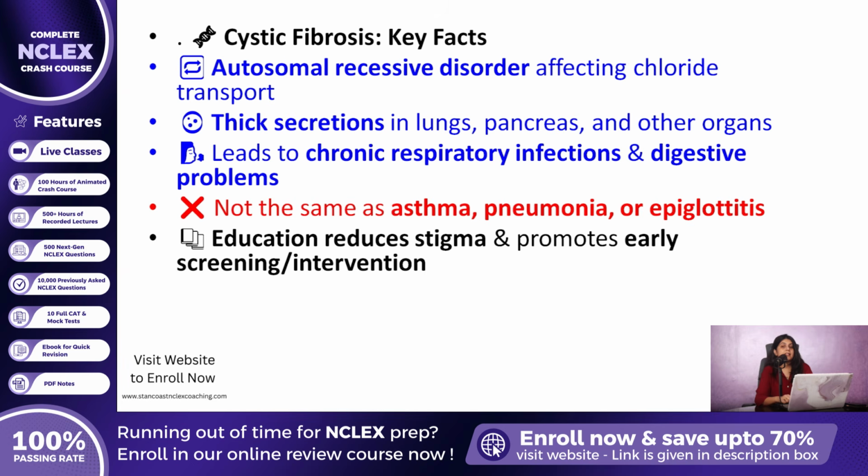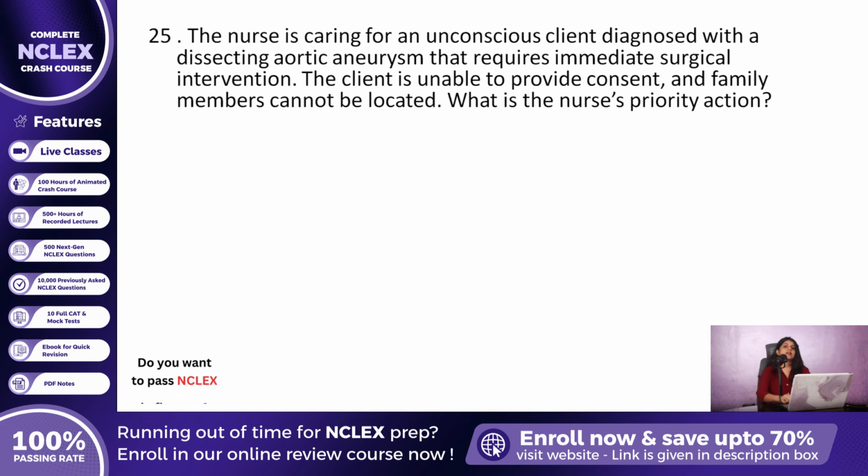Question 25. In the next scenario, we address a legal and ethical emergency in surgical care. The nurse is caring for an unconscious client diagnosed with a dissecting aortic aneurysm that requires immediate surgical intervention. The client is unable to provide consent, and family members cannot be located. What is the nurse's priority action?